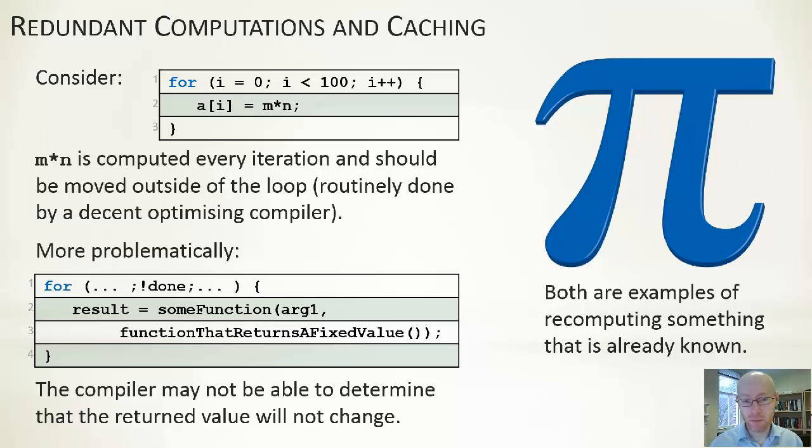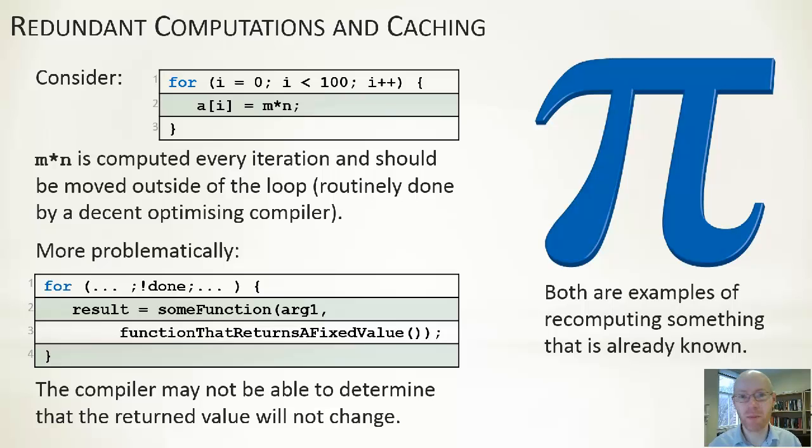So we, as programmers, because we presumably understand what these functions do, might know that that function will always return the same value within the context of that for loop. So it should be the type of thing you get once and then reuse, not constantly call the method. It may not be possible for the compiler to work out that the function will always return a fixed value, so that it can then move it outside.